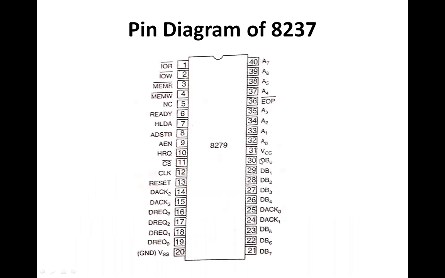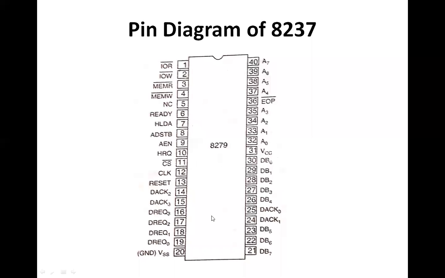Now, as far as the pin diagram of the 8237 is concerned, which was discussed in the last lecture also, we have 40 pins, and out of these 40 pins, a few pins are very important. Besides input output read, input output write, memory read, memory write, ready, hold acknowledge, hold request, and chip select. Chip select is for enabling the 8237. Then we have this 8279, which is written wrong. It is 8237 actually. Clock signal is to provide the clock.